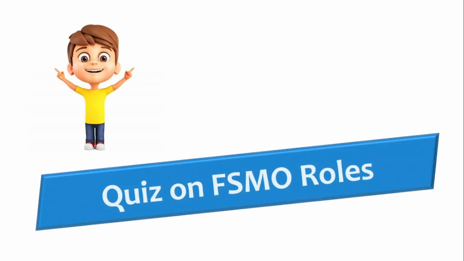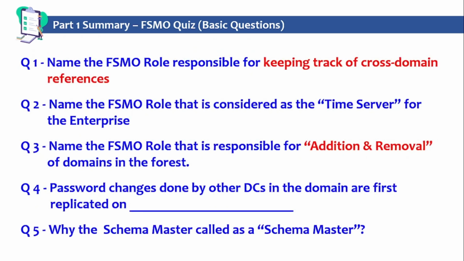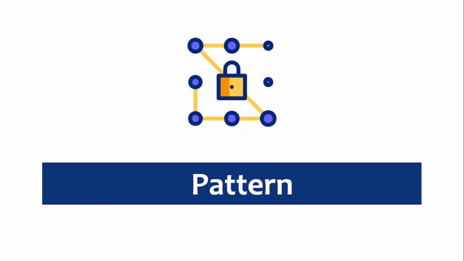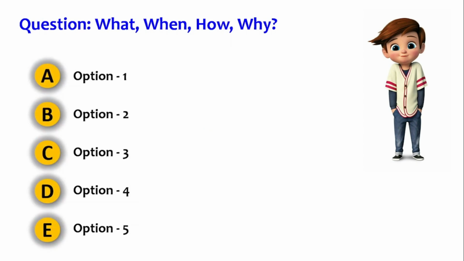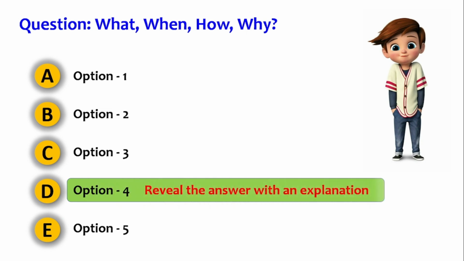So again, we will continue our quiz on FSMO roles, and this was what we covered in part 1. There were 5 questions asked in part 1. They were very simple. So let's start with our part 2, and the pattern of the quiz remains the same. We'll have a question and we'll have some options, and we will reveal the answer with an explanation. So this is the pattern of the quiz.